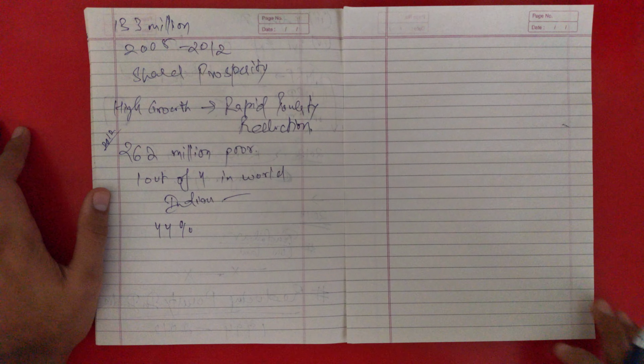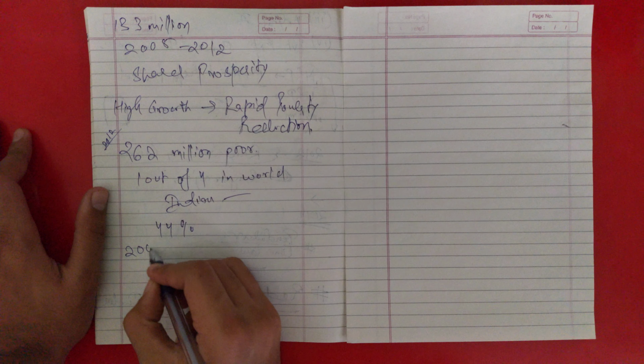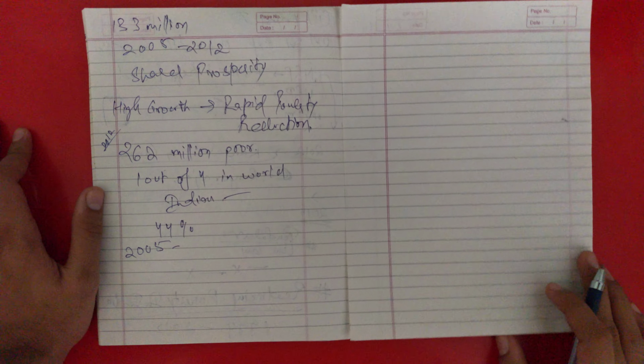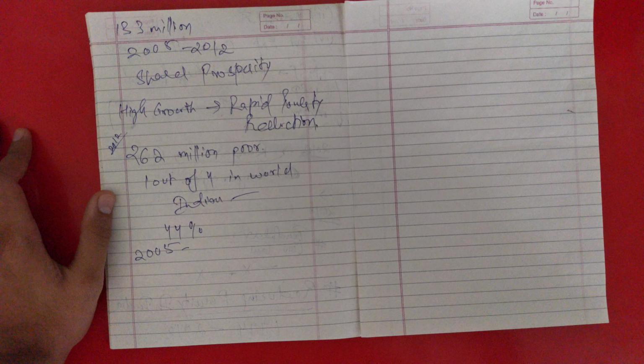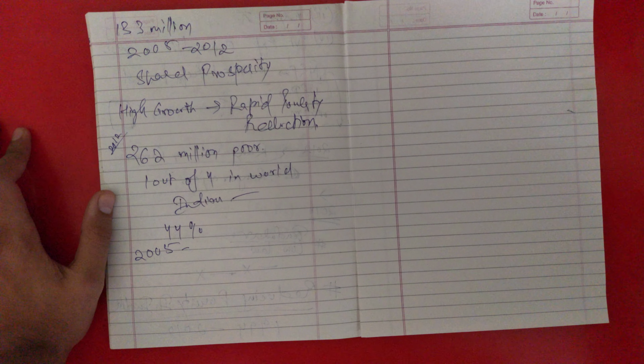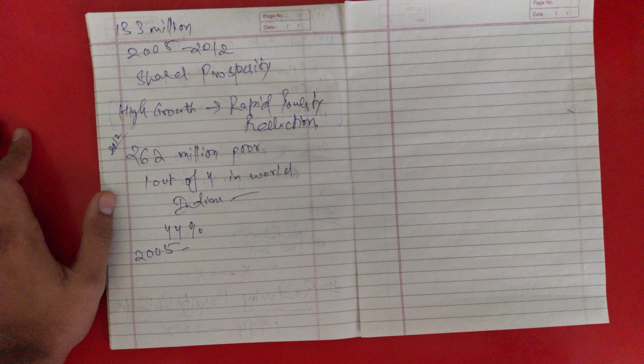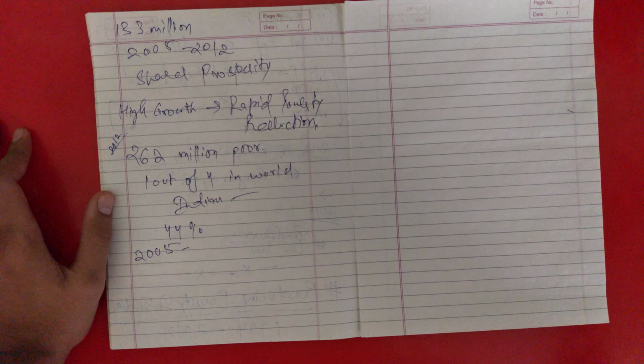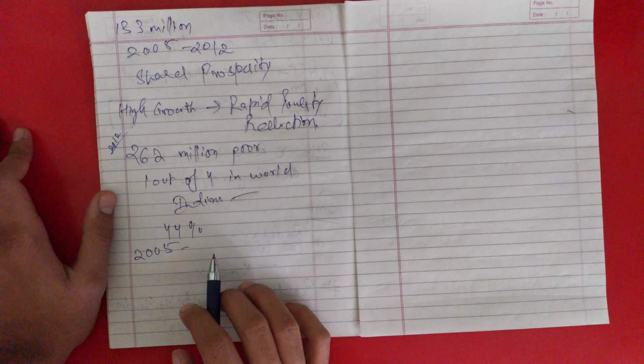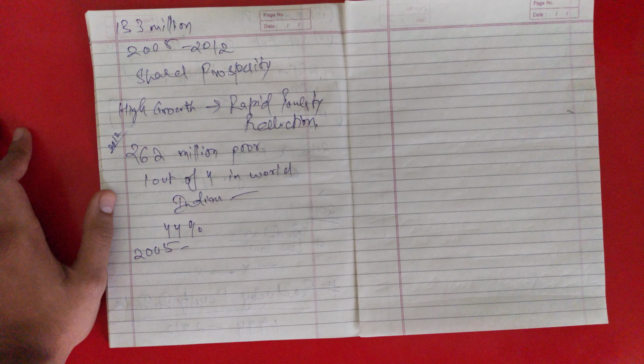In 2005, 37% of individuals in India were poor. By 2012, this had fallen to only 1 in 5. In other words, roughly 15% of the population that was poor in 2005 was no longer poor by 2012.